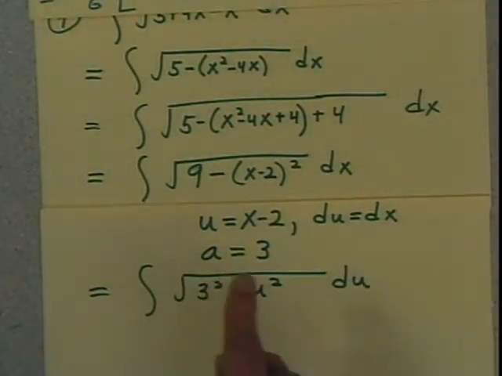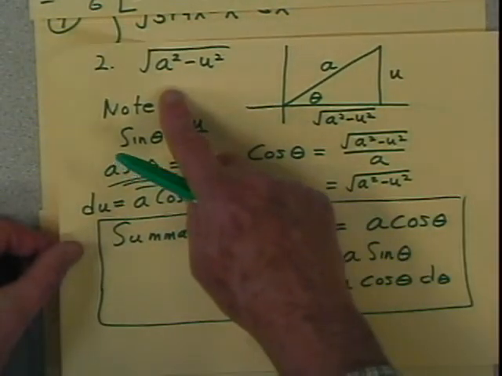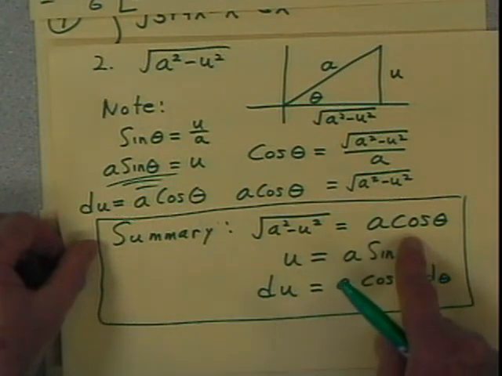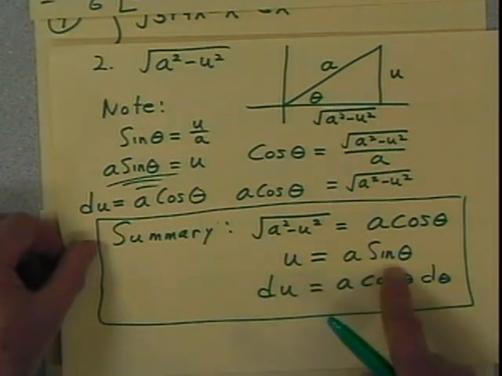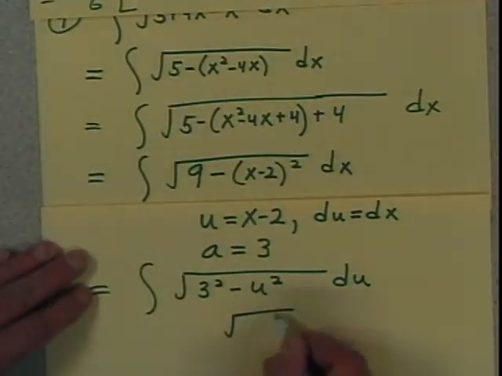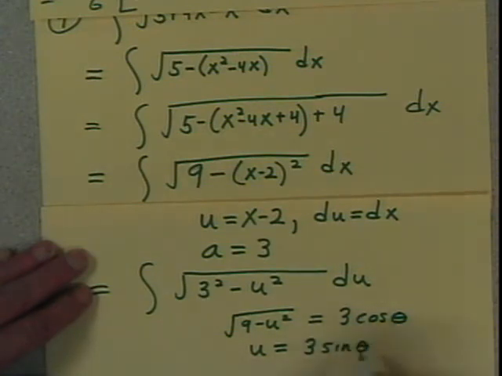Okay, now I gotta look which one. It happens to be lying on top. And there's the one where you have an a squared minus u squared. So what's the combo? The radical becomes a cosine theta, any u's left over become a sine theta, etc. Okay? So I'm going to let the radical 9 minus u squared be a cosine theta. If there's any other u's involved, it'll be a sine theta. And for the du, I go with the derivative, 3 cosine theta d theta.